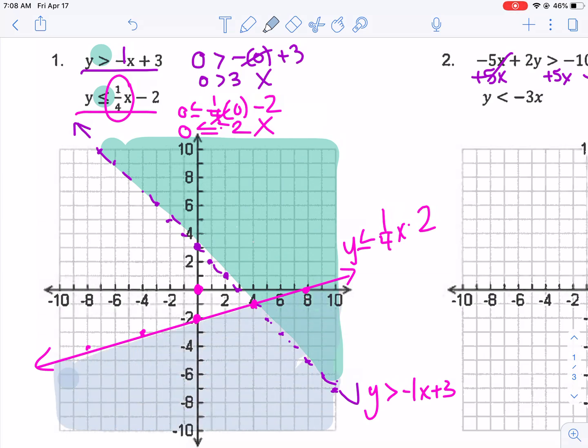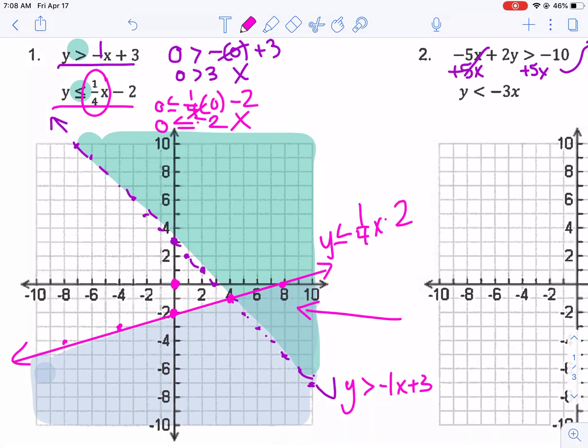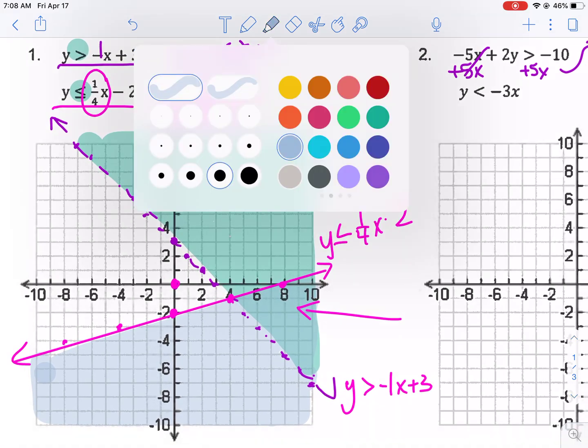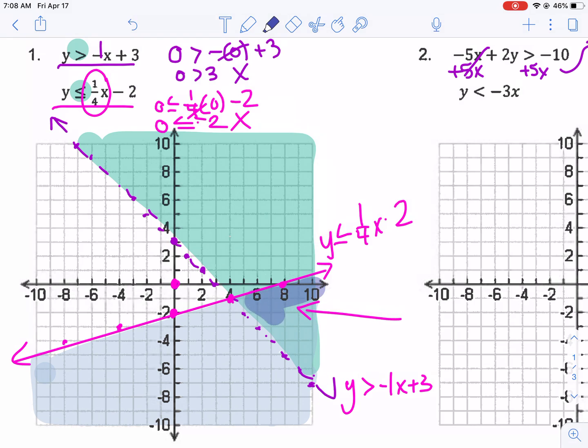So then we look at, well, where do the two shadings overlap? And it's right in this region here. So this is what I'm actually going to shade a little darker. So let me change even a highlighter a different color. These are where my solutions are to the system of inequalities. Let's go to number 2.